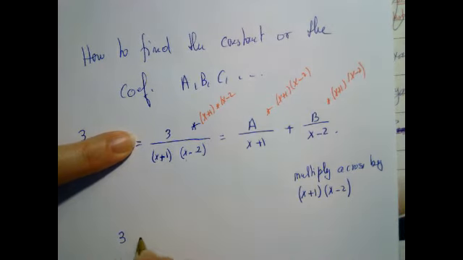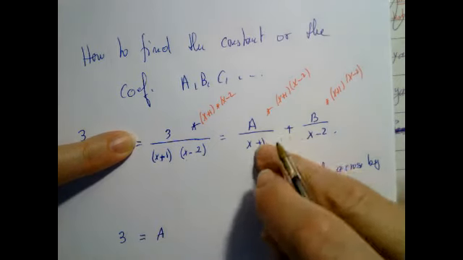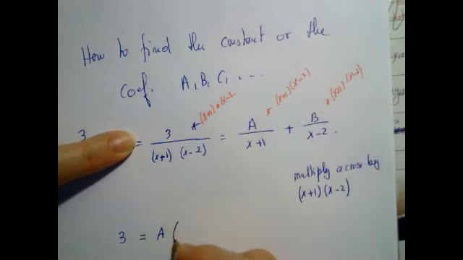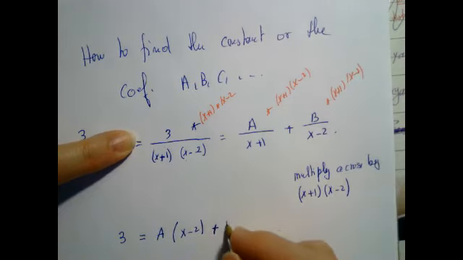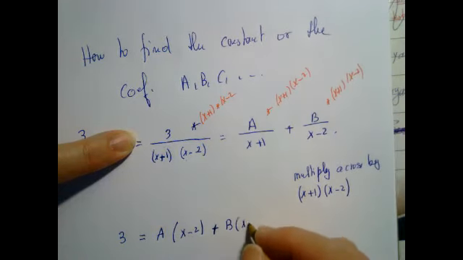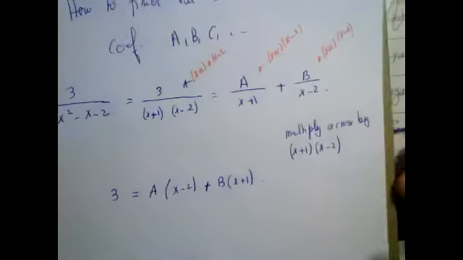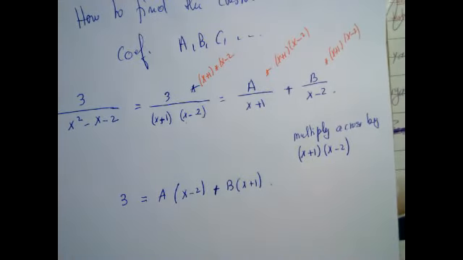This would give me 3 for the first. And this, simplified, will give me a times x minus 2. And this would give me b times x plus 1. We will be done in 2 minutes. Very good.